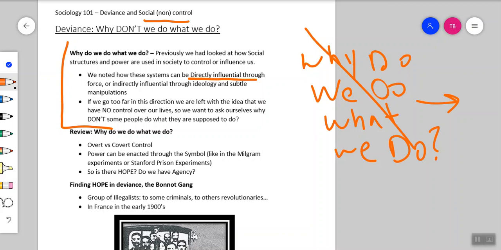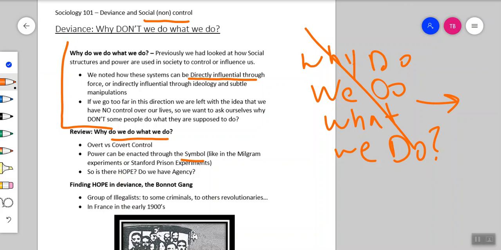This idea of overt and covert control. We talked a bit about the Milgram experiments and the Stanford prison experiments, and how strong this symbol is. Being controlled by the power of a symbol, in the case of the Stanford prison experiment, was the police uniform, the guard uniform, and the prisoner uniform, or in the Milgram experiment, the power of a person in a lab coat, what that means for us as far as following forms of authority.